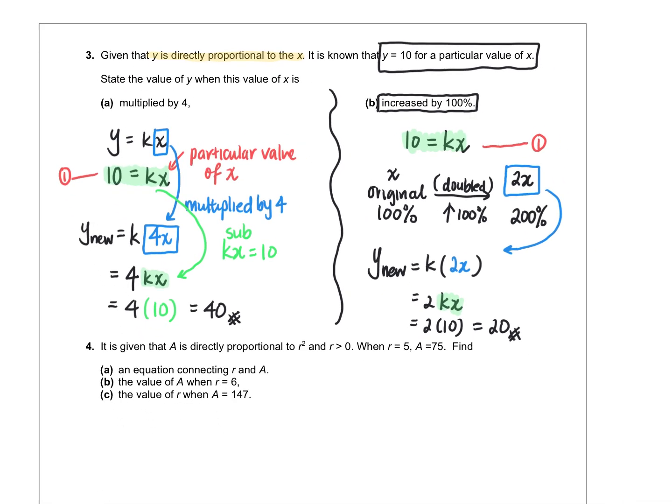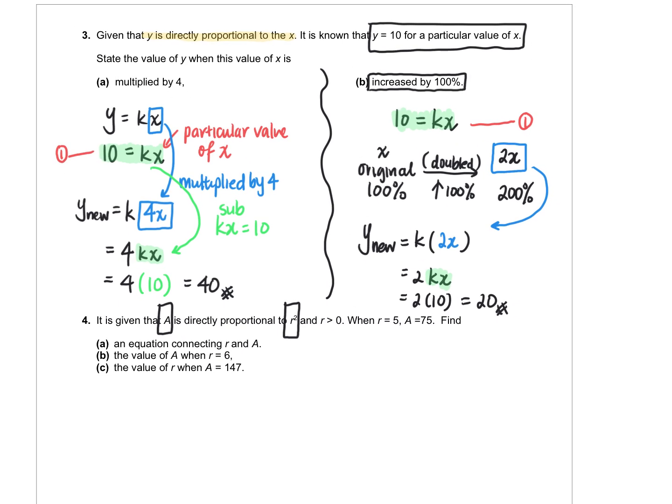Okay, next one is question 4. What if it is no longer just x and y? They change to a and r squared. Okay? So listen carefully. If they change to r squared and a, don't be scared. It's the same thing. You just change accordingly. A is equals to k times r squared. The two variables they use, you just follow only.